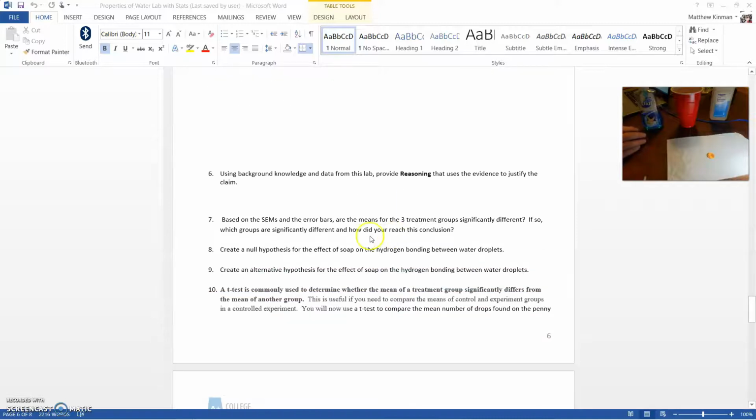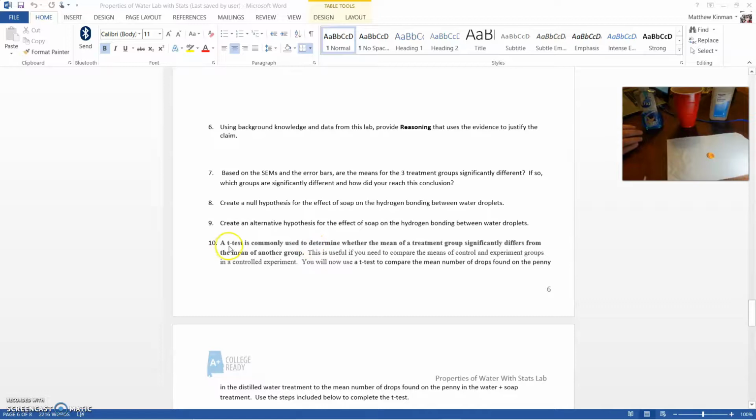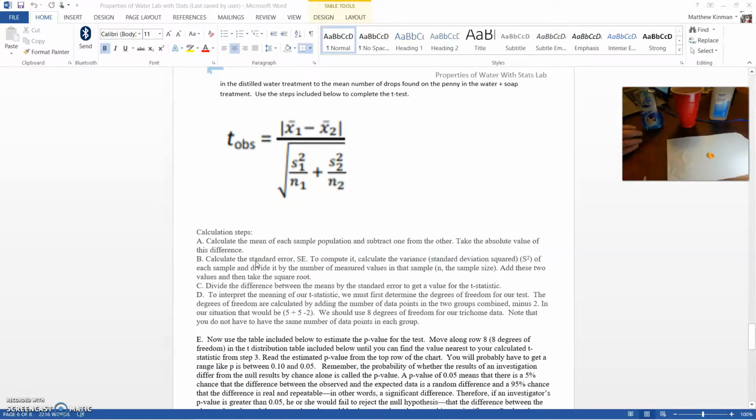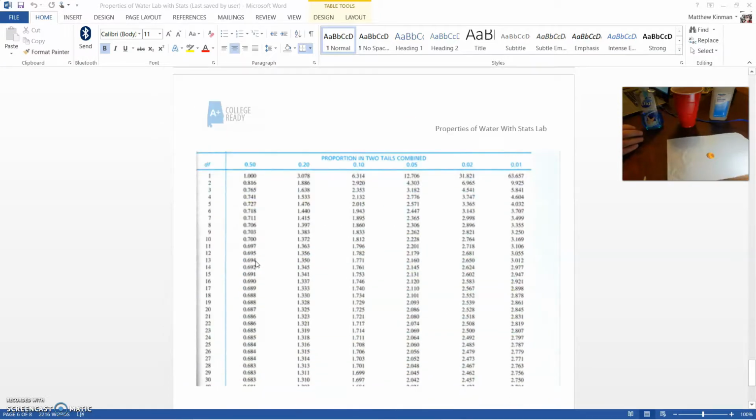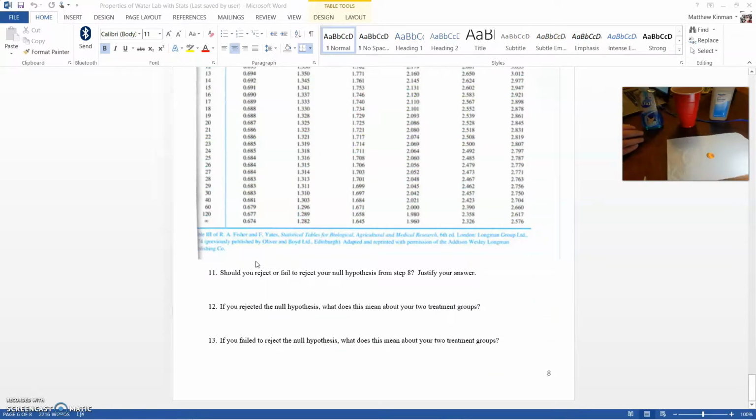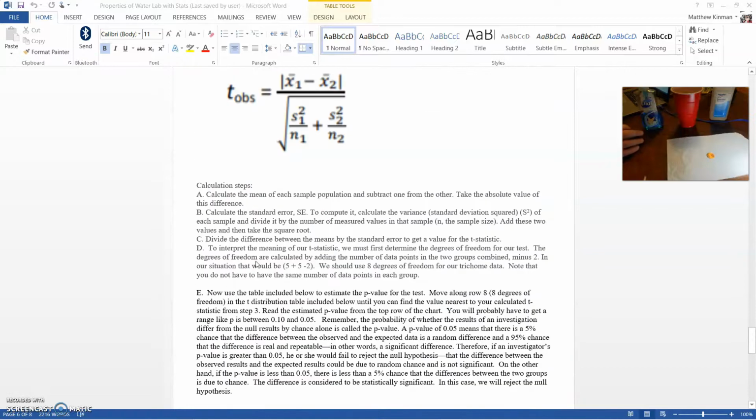So the next thing here is it talks about a t-test. For that, I'll do a separate video where I show you guys how to do the t-test. Similar to the chi-square test, however, there are a few things that are different.